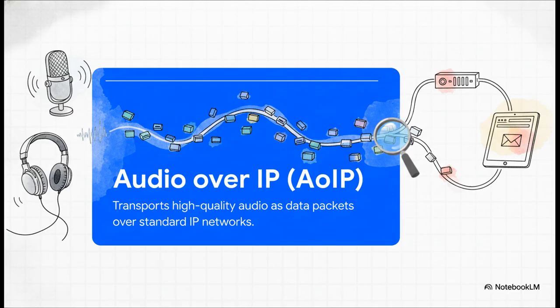At its heart, the idea is beautiful in its simplicity. AoIP takes that perfect, high-quality audio right from the studio, chops it up into tiny little data packets, and just sends it across a normal IP network, the same way an email or a web page gets to you. This gives broadcasters incredible flexibility, and you guessed it, huge cost savings compared to the old way.